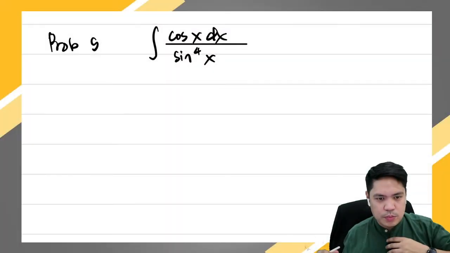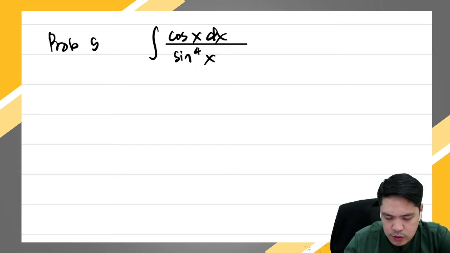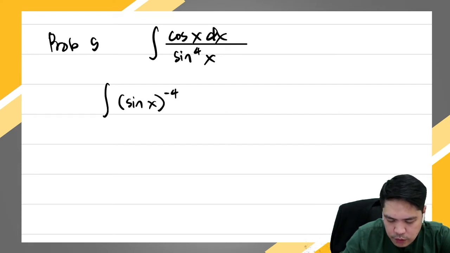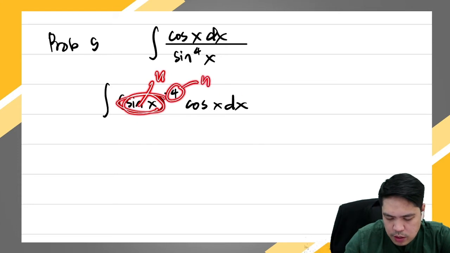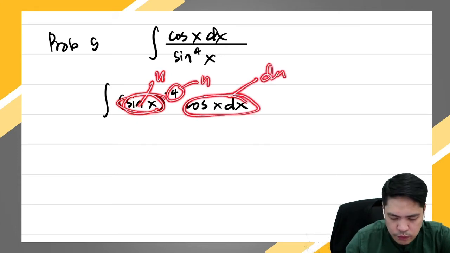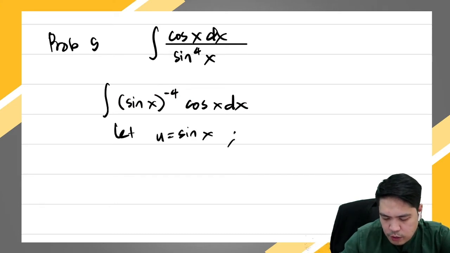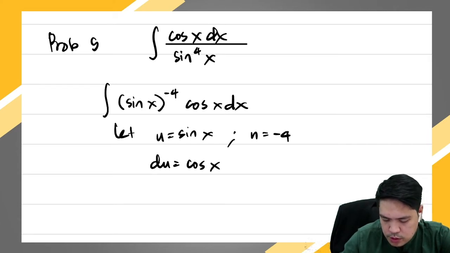For our next problem, suppose we have the integral of cosine x dx over sine raised to 4 x. We could actually rewrite the function as the integral of sine x raised to negative 4 times cosine x dx. From here, we could say that this is our u, and this is n, and this should be the derivative of u, because if we let u be equal to sine x, it follows that n is equal to negative 4, and du is cosine x dx.